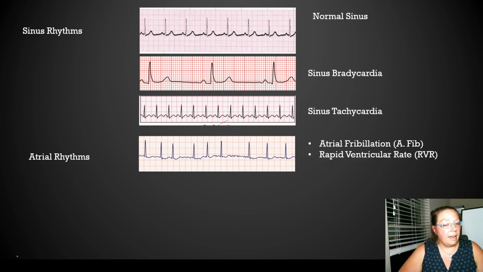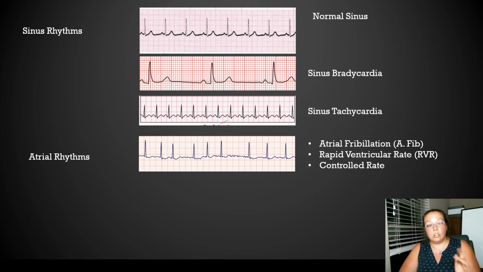And then we have two types of AFib. We have rapid ventricular rate. That's where we have an AFib rhythm where the ventricles are contracting fast, too fast. It's over 100. So AFib RVR, rapid ventricular rate, and then controlled rate. The controlled rate is where it's a normal heart rate, but the patient is in AFib. So we have a heart rate between 60 to 100. It's still irregular. We don't have P waves, but it's controlled. We don't have a fast rate.